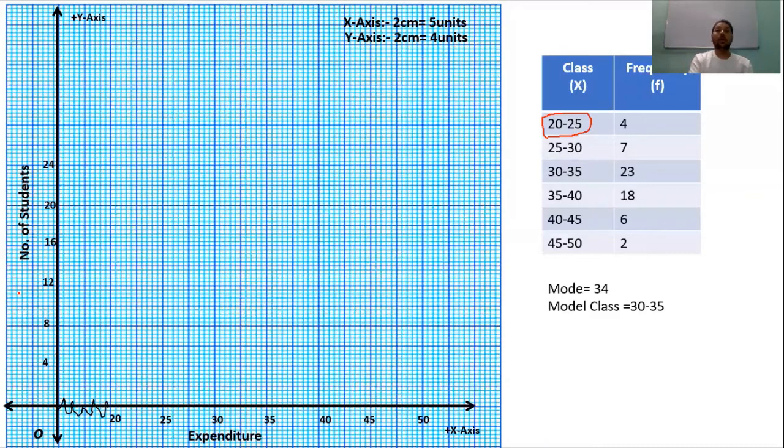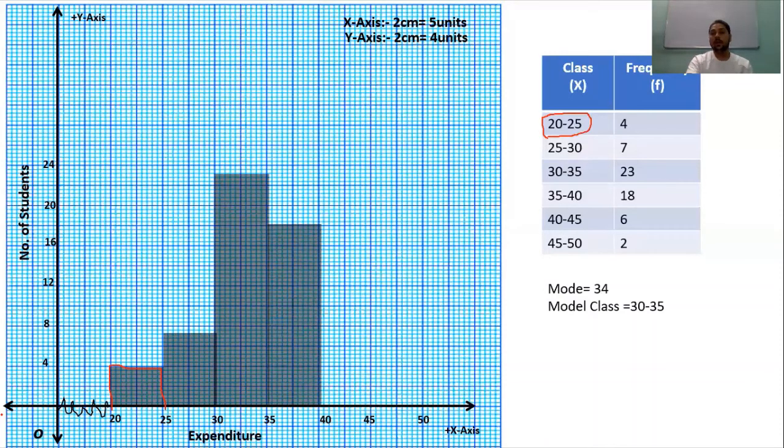Okay, so now we'll draw the histogram here. Proceeding from the first part, 20 to 25 is 4. So we'll draw the first bar from 20 to 25 like this, 4. Then the next bar 7, then 23, 18, 6, and the last bar will be 2. We have drawn the histogram here.